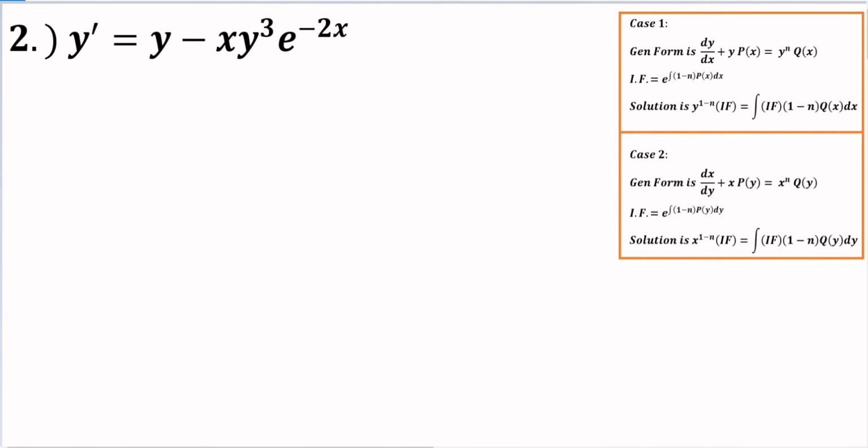Let's have y prime equal to y minus xy cubed e raised to negative 2x. Again, rewrite this y prime first, guys. This y prime can be rewritten as dy over dx. We know that y prime means dy over dx, equals y minus xy cubed e raised to negative 2x.